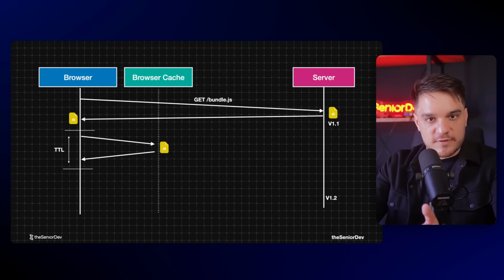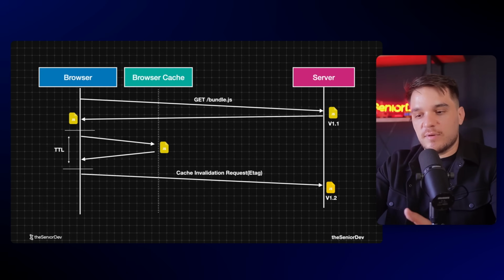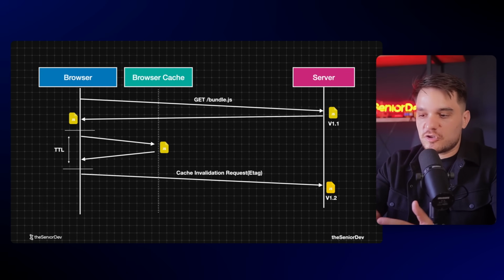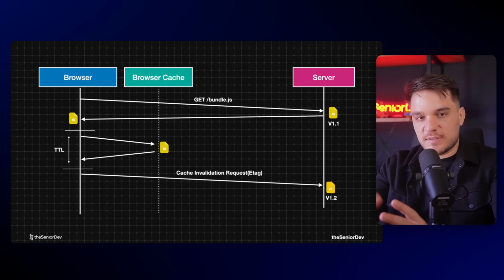Go check if there's a new version. And when that happens, we will go and check, hey, is there a new version? And if there is a new version on the server, then we finally make that request. That's what we call a cache invalidation request. And it's basically managed with the etag header.